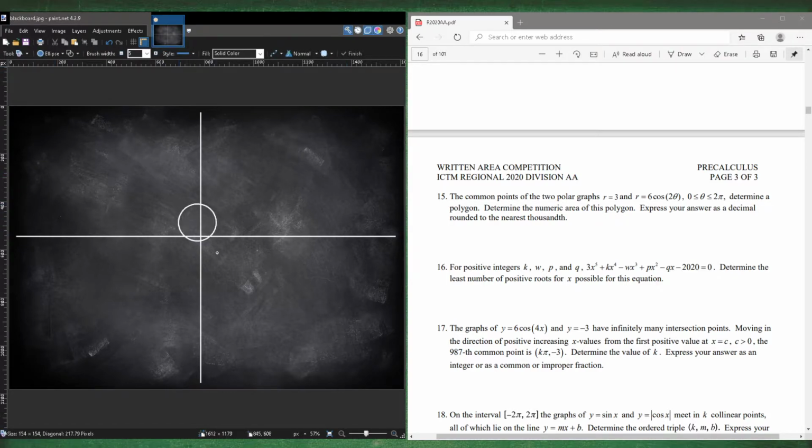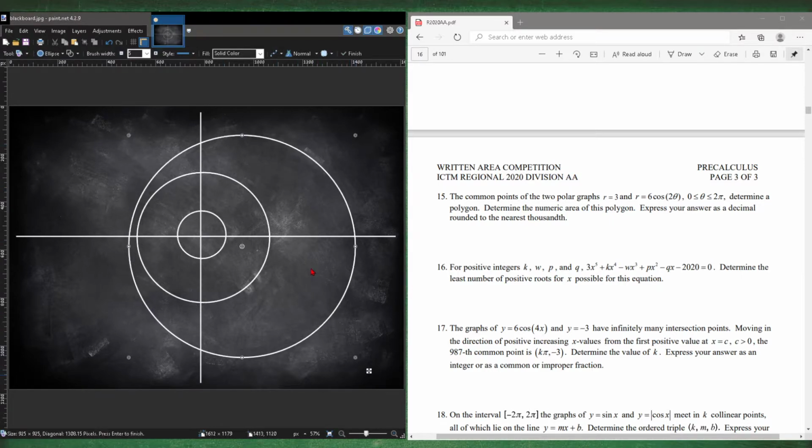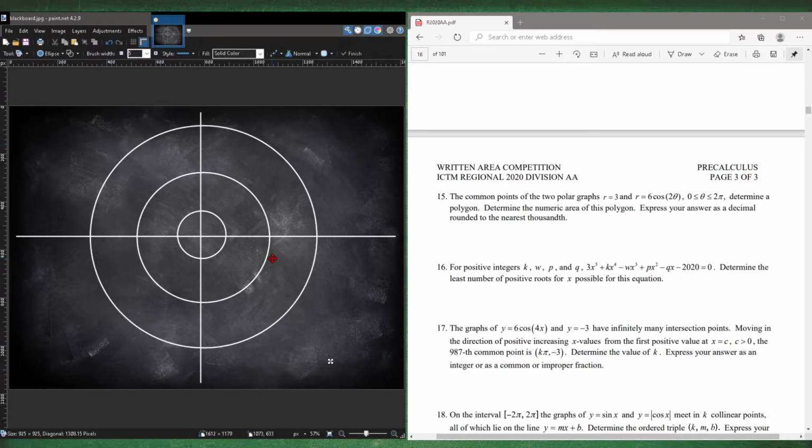So we have some circles. And then we have something like this. Make it a bit smaller. So it's not really a precise graph. We're just drawing a general idea of how it's supposed to look. Okay. So our first equation is r equals 3. So it's going to be a circle of radius 3. So it's going to look something like this. And let's make it a little bit bigger. Okay. So something like that.